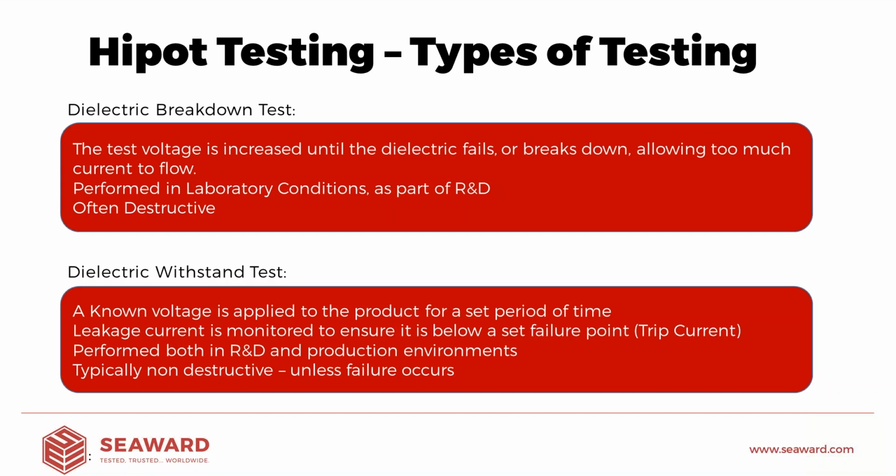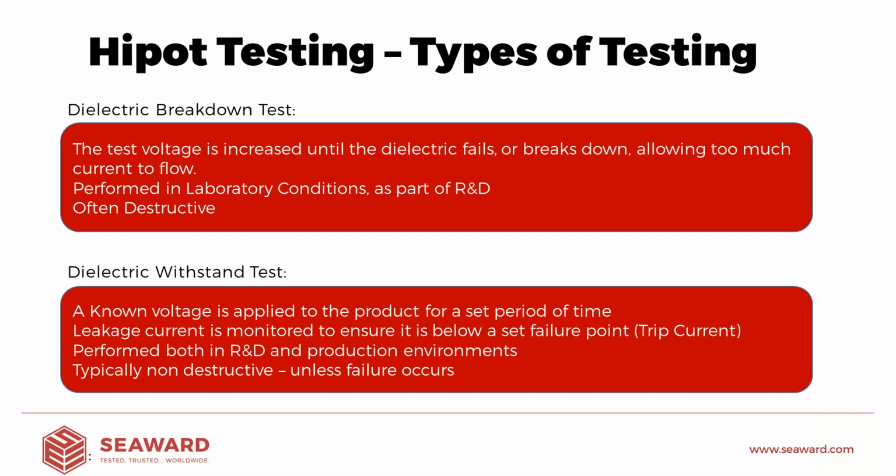So effectively, we take our product, make the connections, and start to increase the voltage. We continually increase the voltage until the voltage is too much for the product and the insulating components within the product fail, and we get a breakdown. There's too much current flowing, so the tester will fail.